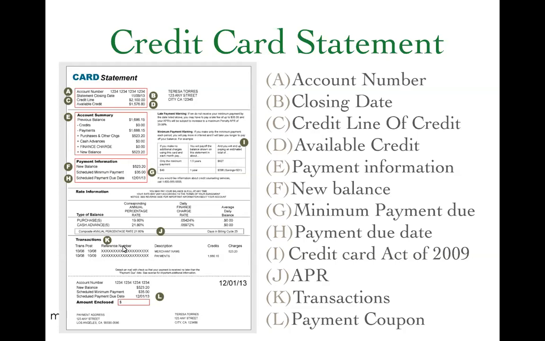It's very expensive. Okay, these are all the transactions. You want to make sure every month you go through your transactions and make sure that they all look correct and it's everything you've spent.